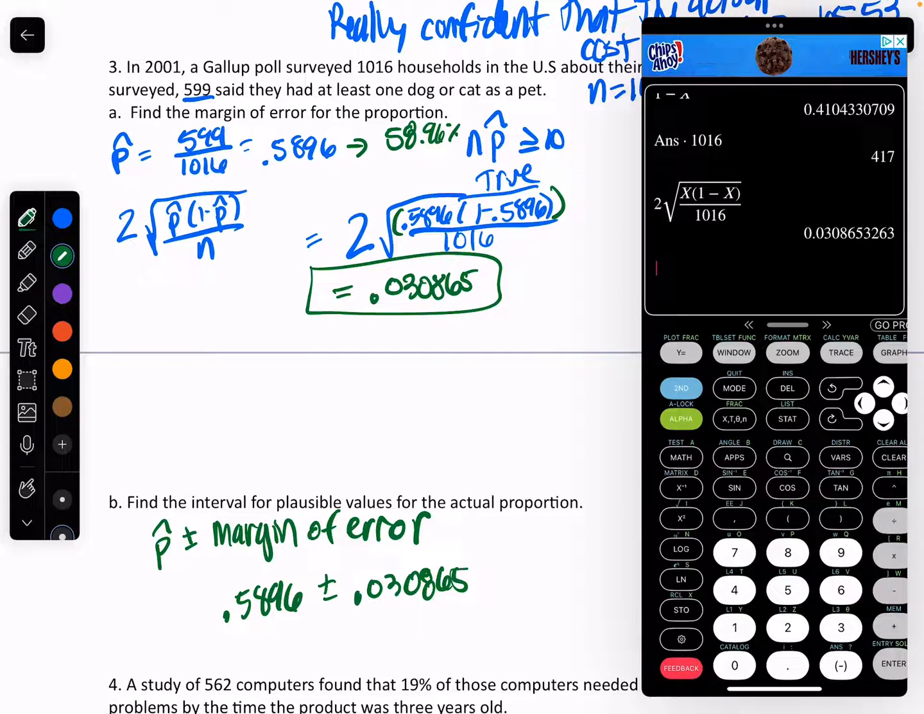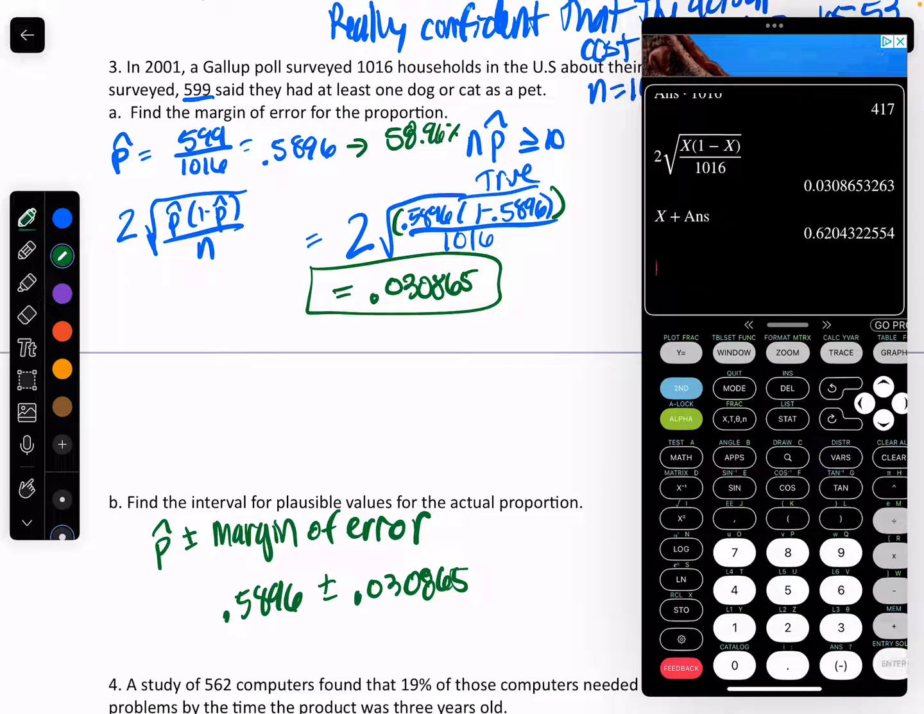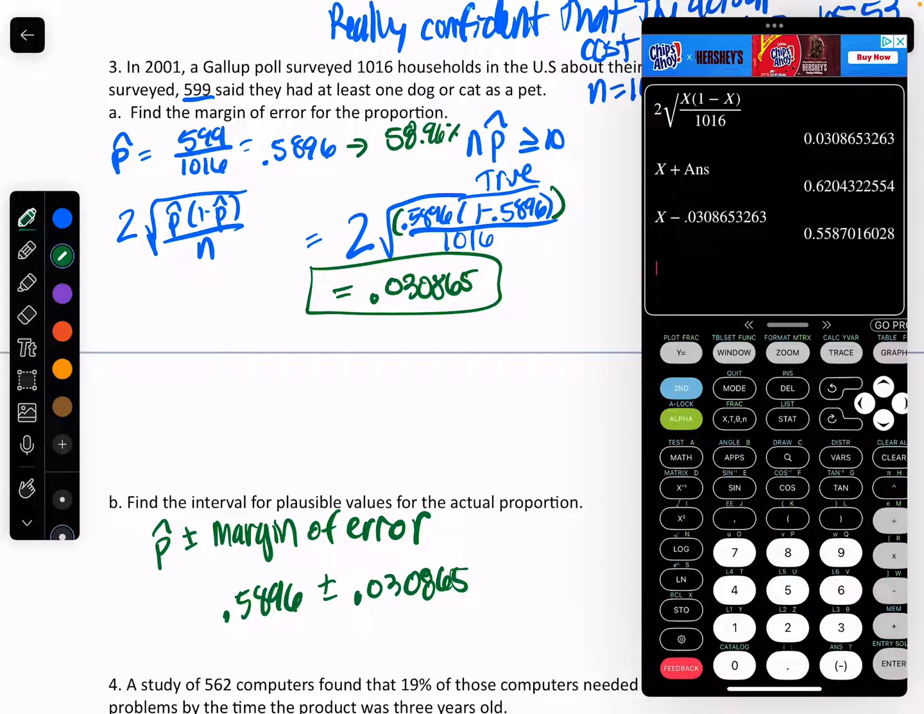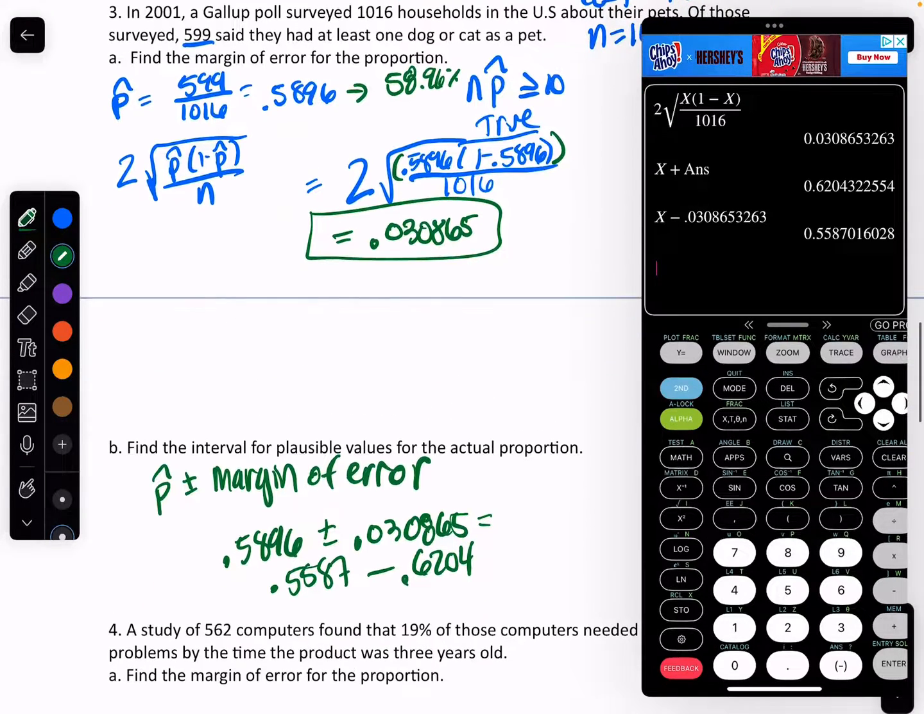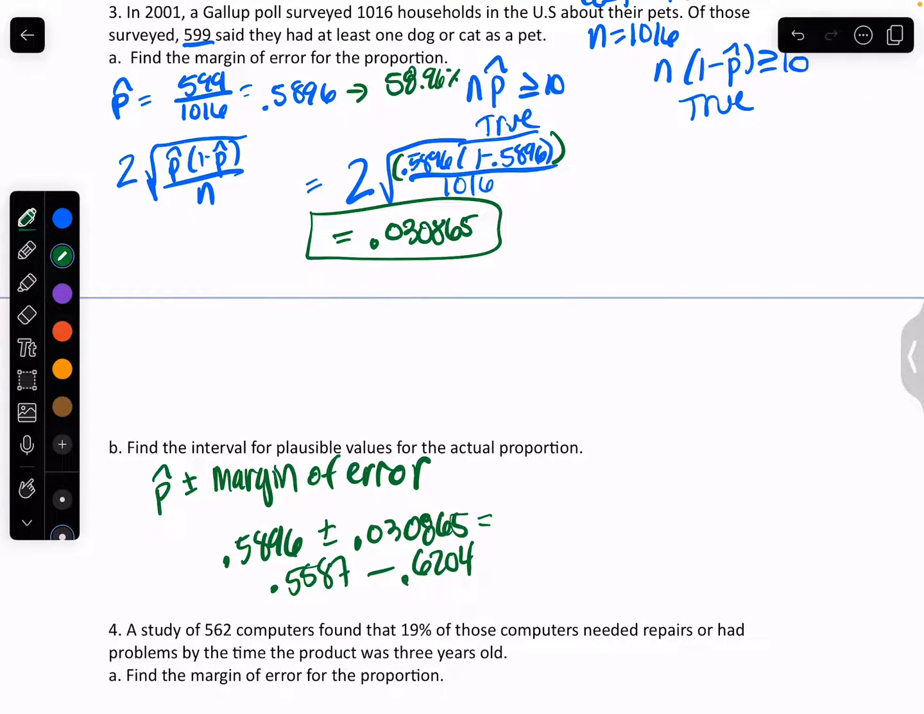So I can do x plus the second answer, and then I'm going to have to do x minus 0.030865, and I'm going to go out a little bit of a ways so that I don't get a rounding error. Okay. So that gives me that I'm between 0.5587 and 0.6204.